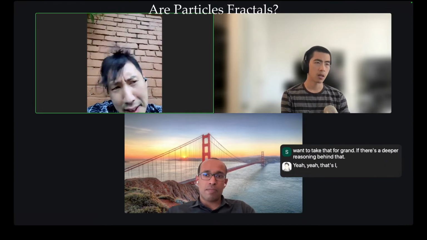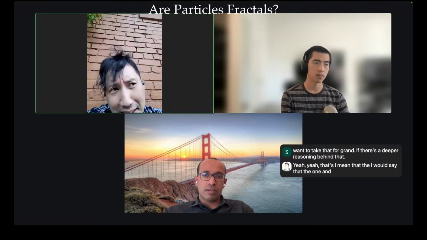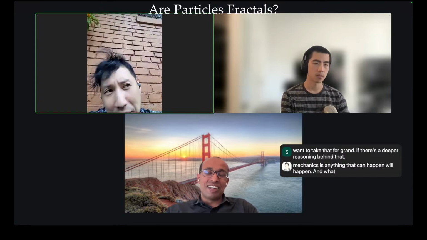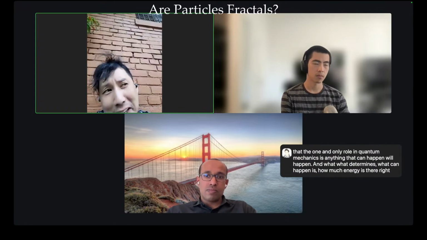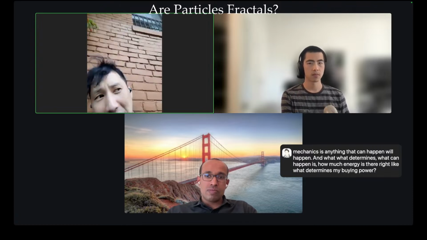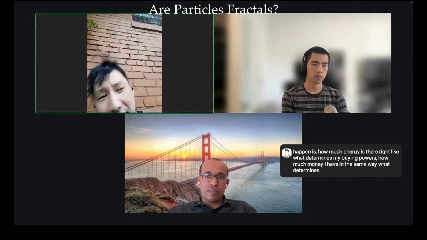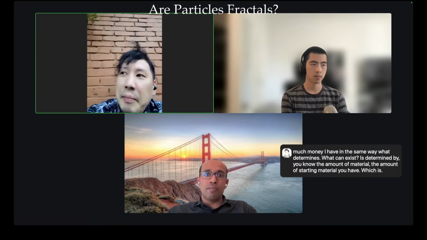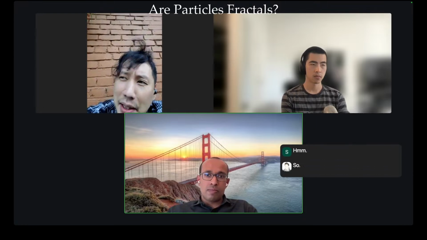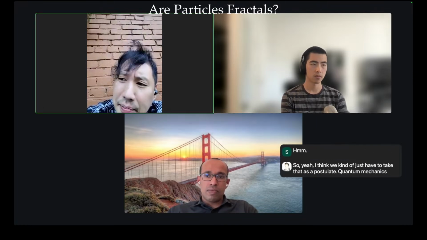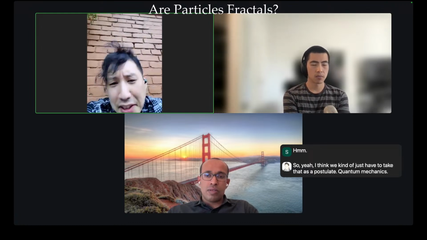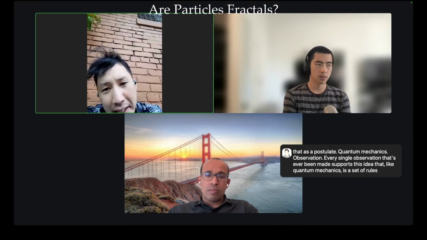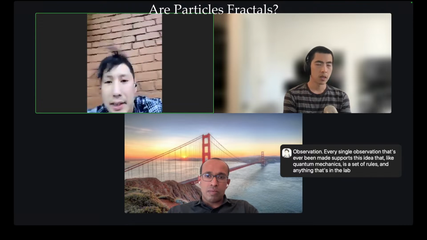Yeah. I would say that the one and only rule in quantum mechanics is anything that can happen will happen. And what determines what can happen is how much energy is there, right? Like what determines my buying power is how much money I have. In the same way, what determines what can exist is the amount of starting material you have, which is the energy. So yeah, I think we kind of just have to take that as a postulate of quantum mechanics. Every single observation that's ever been made supports this idea that quantum mechanics is a set of rules, and anything that's in the allowed possibilities will happen with non-zero probability.